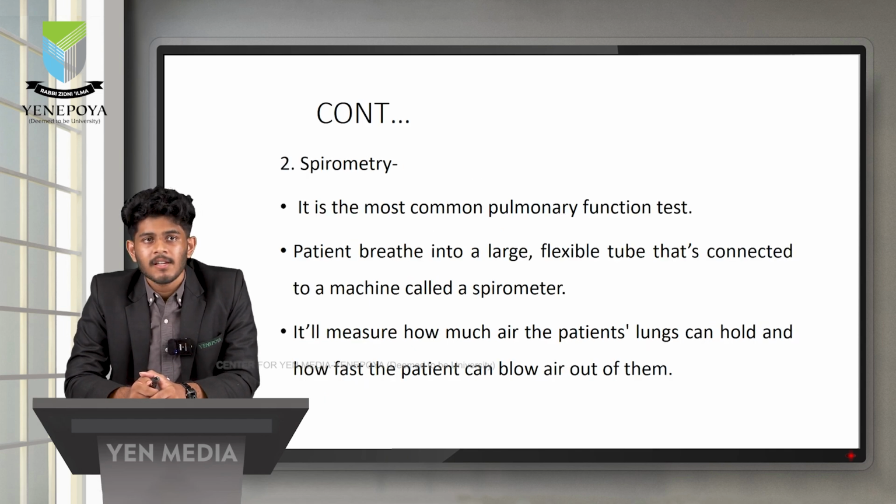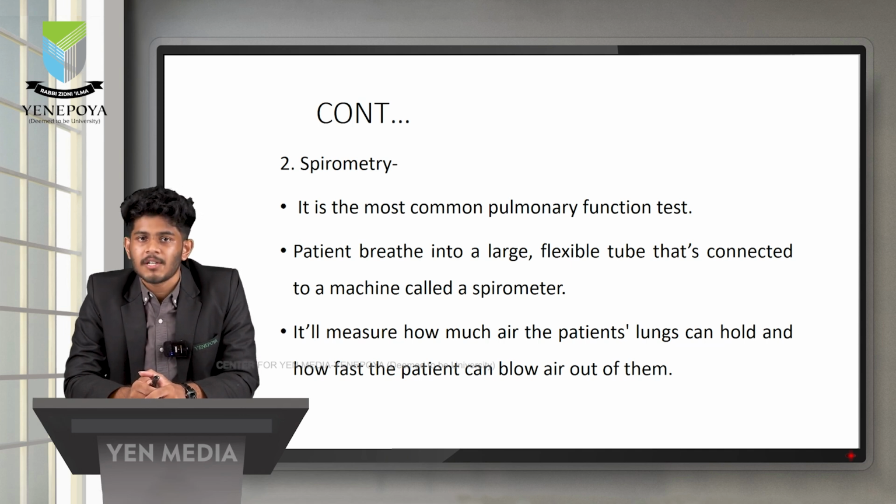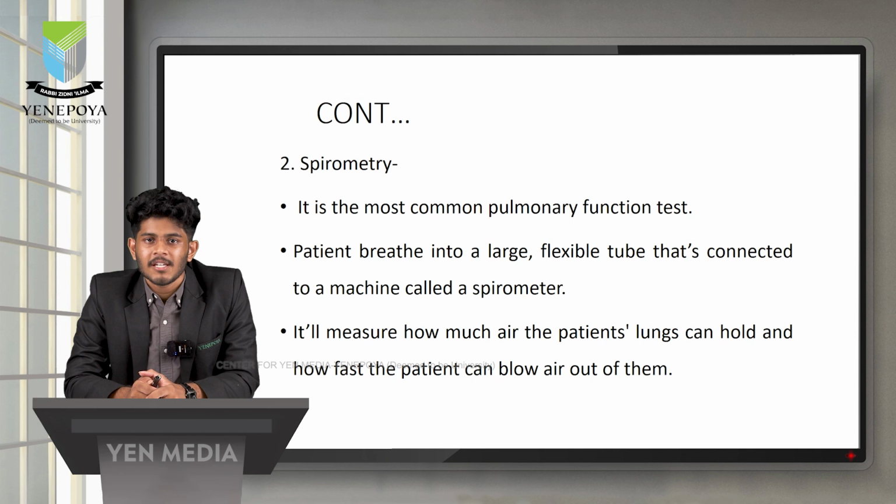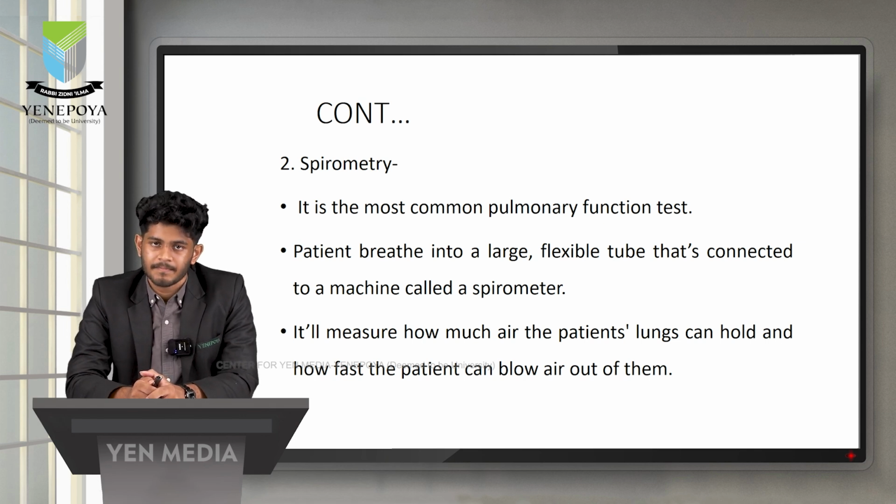Coming on to spirometry, it is the most common pulmonary function test. The patient breathes into a large flexible tube that is connected to a machine called a spirometer that will measure how much air the patient's lungs can hold and how fast the patient can blow air out of them.